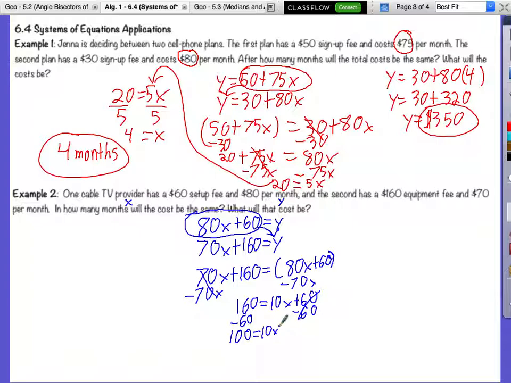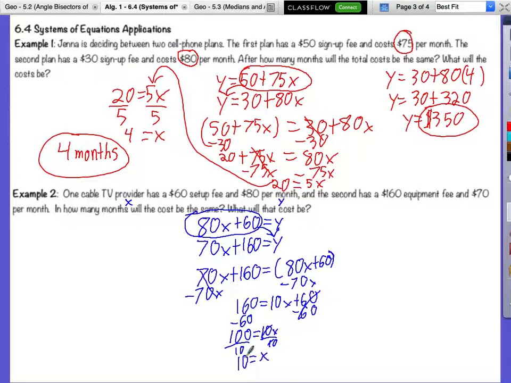Now, 10 and x are doing what with each other? Multiplying, but we need to do division. So we divide both sides by 10. And we have x is equal to what number? 10. Are we done yet? No, what do we have to do? Plug it in. Into where? One of the original equations.